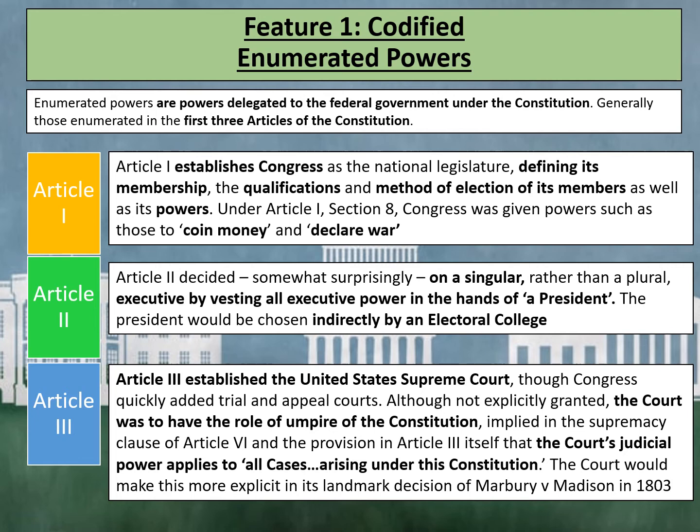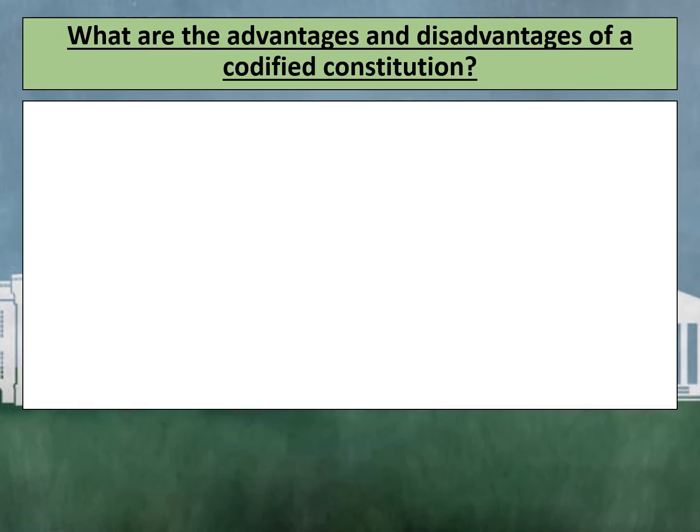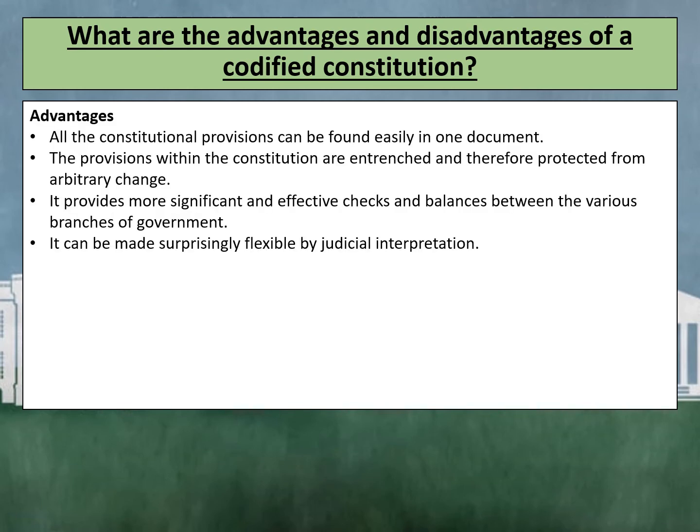The significance of this is that the federal government does not possess unlimited power, but only such powers as given in the Constitution. It also gives them specific powers. There are several advantages and disadvantages to having a codified constitution. Let's start by going through the advantages.